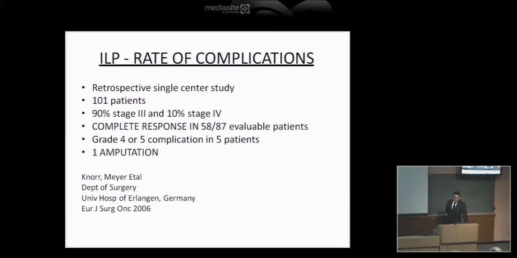They had a complete response rate in almost 60 out of the 87 patients that were available for evaluation at the end of the 10-year period, complete response being that the lesion had completely disappeared. Grade 4 or 5 complications occurred in 5 patients. Specifically, 4 of them required a fasciotomy and 1 patient required an amputation. So the amputation rate was about 1% if you take the whole 100 patients.